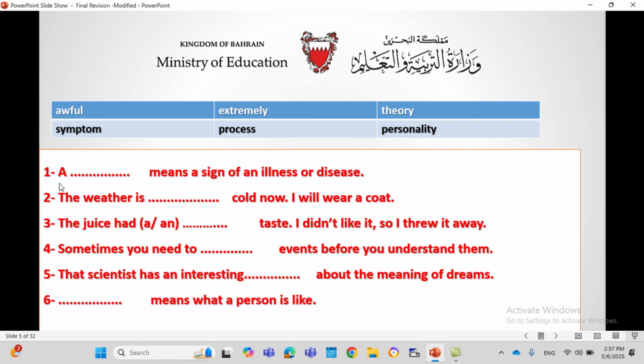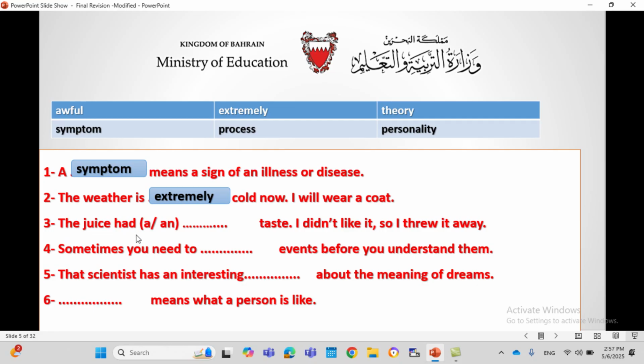So let's think. A blank means a sign of illness, an illness or disease. The right answer is symptom. Okay, a symptom means a sign of illness or disease. Number 2, the weather is cold now, and I will wear a coat. Here we might need an adverb. So the right answer is extremely cold, which means very cold.